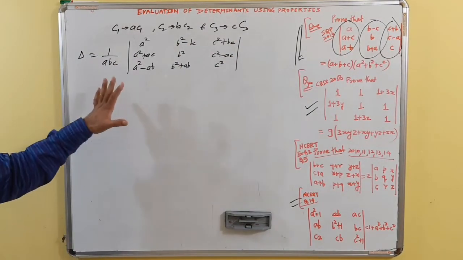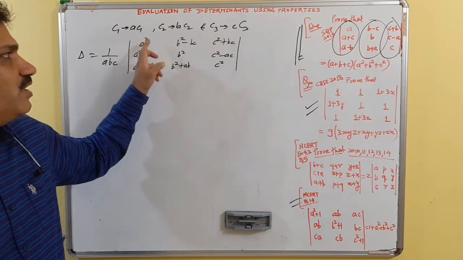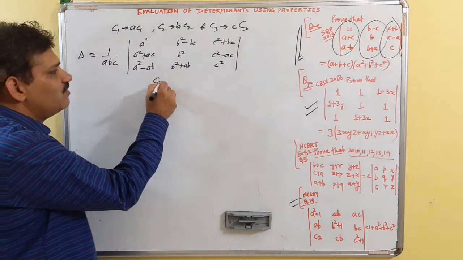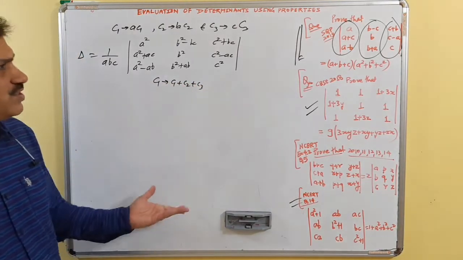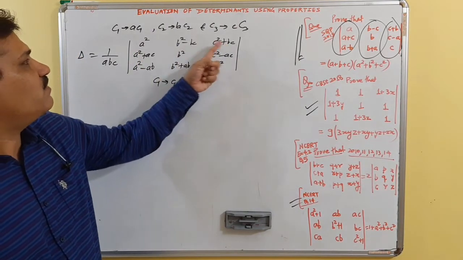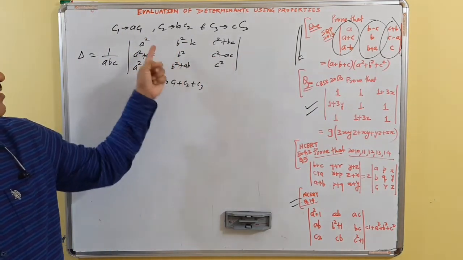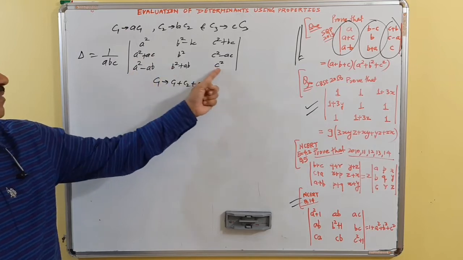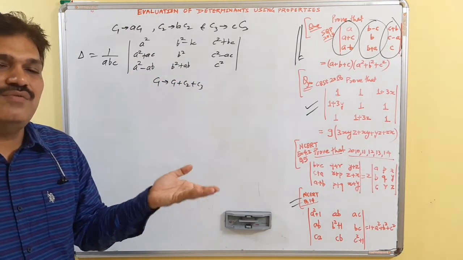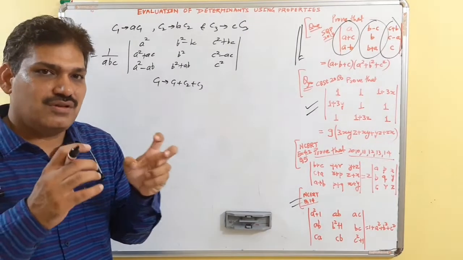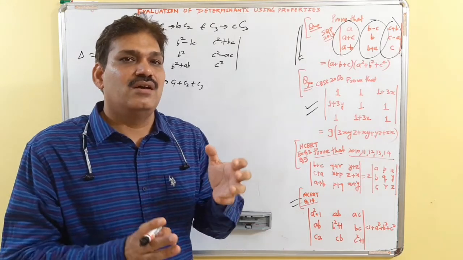Now we can see, if we add the elements of the row, that is if we apply C1 becomes C1 plus C2 plus C3, the question is solved. See, BC will be cancelled by BC, so A square plus B square plus C square. Again here A square plus B square plus C square, AC will be cancelled out. A square plus B square plus C square, AB will be cancelled out. So this is a trick which works if all those logics which we have applied earlier are not working. This is the simplest trick.